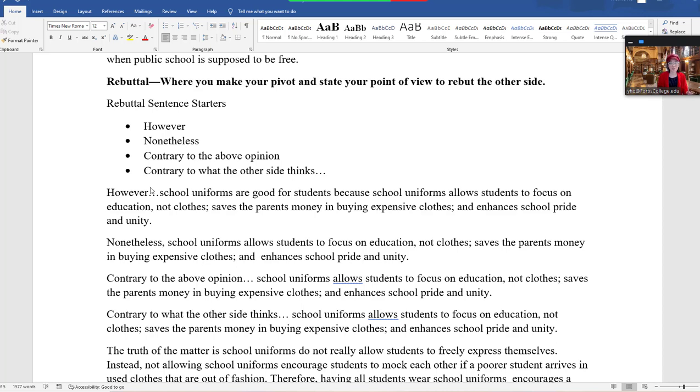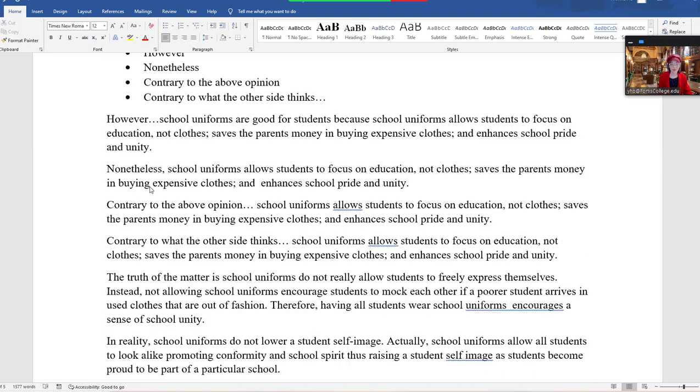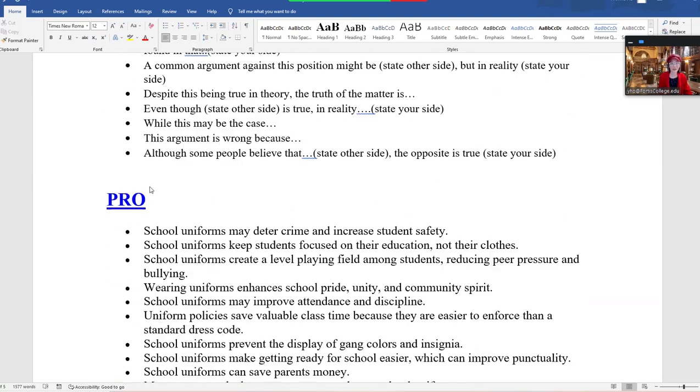Then you're going to post to 2 students and comment on their rebuttal and then their counter argument, and maybe you can help them improve their paragraph structure. And that's it. Okay, that's it for week 5.